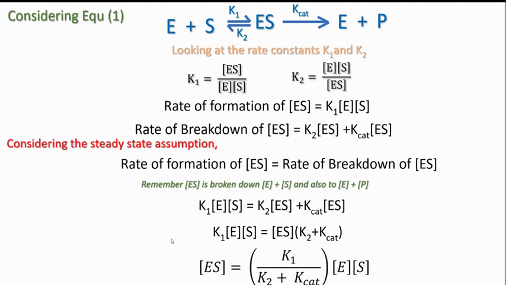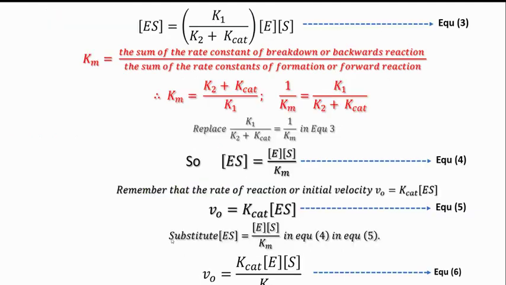Now the first one is what you have already known, that ES goes to E plus S, and to product with K cat, and that we have that Km will be equal to K2 plus K cat all over K1. We have done this, okay? Just go through it. You can pause the video and take time to go through it.